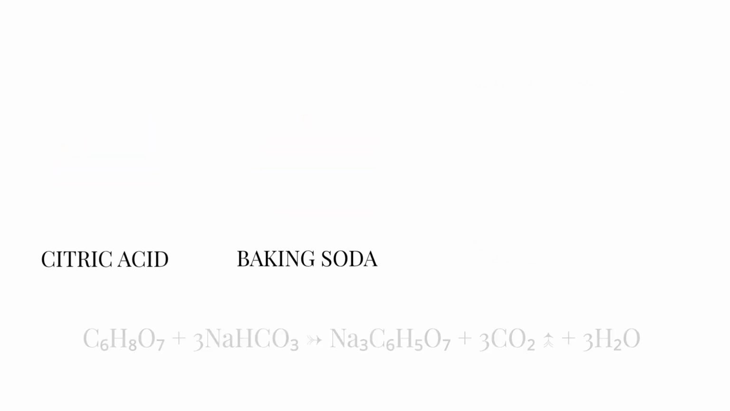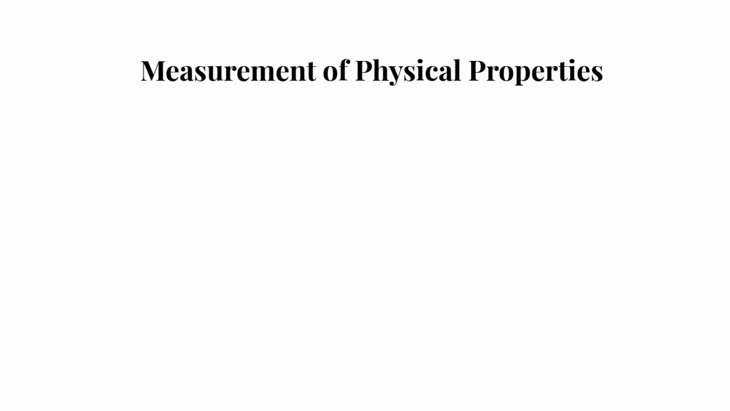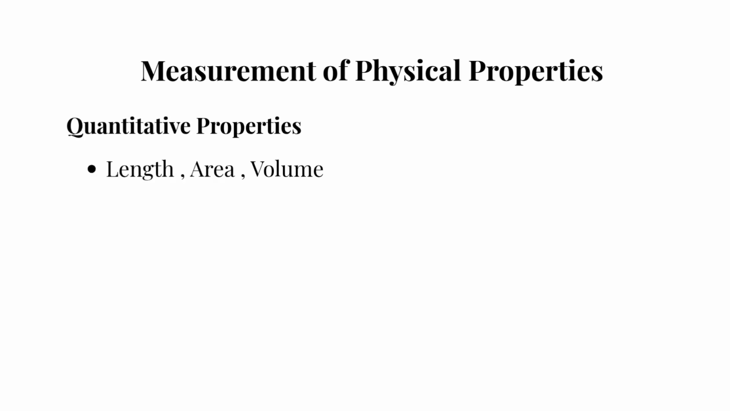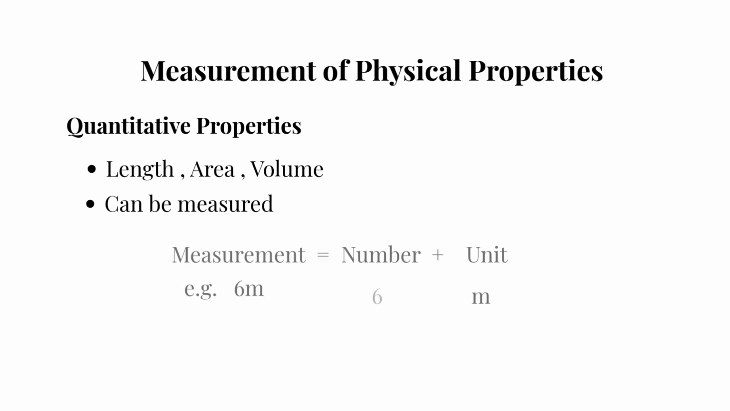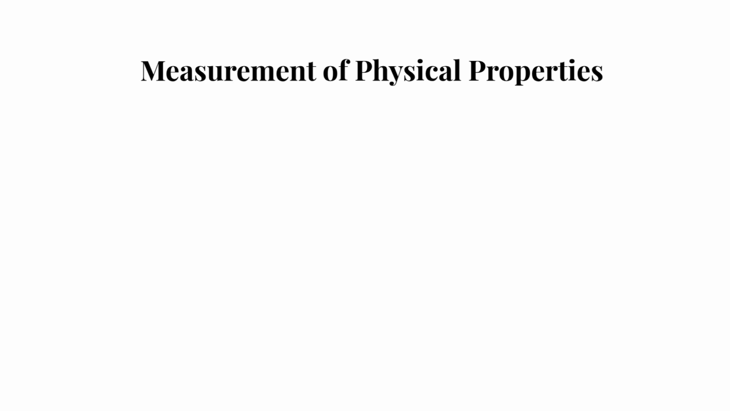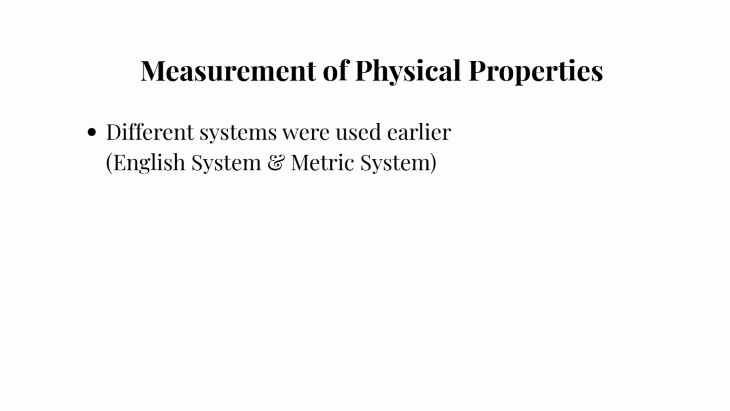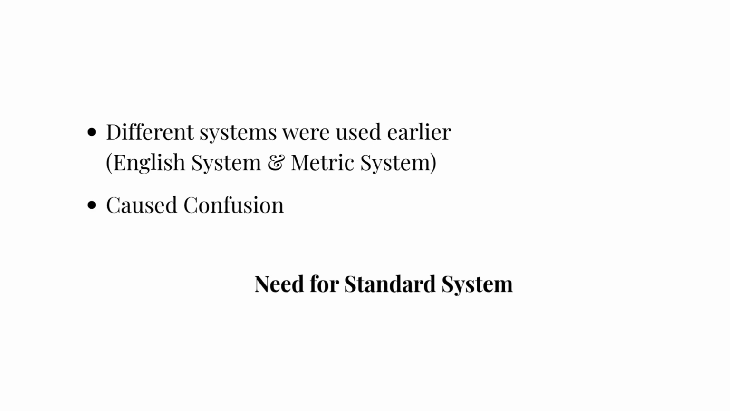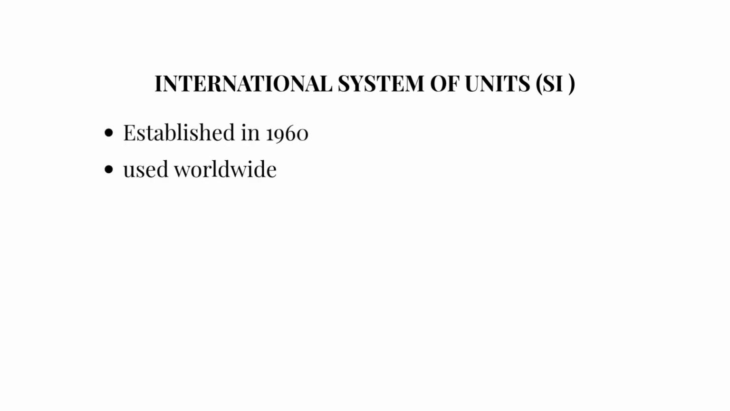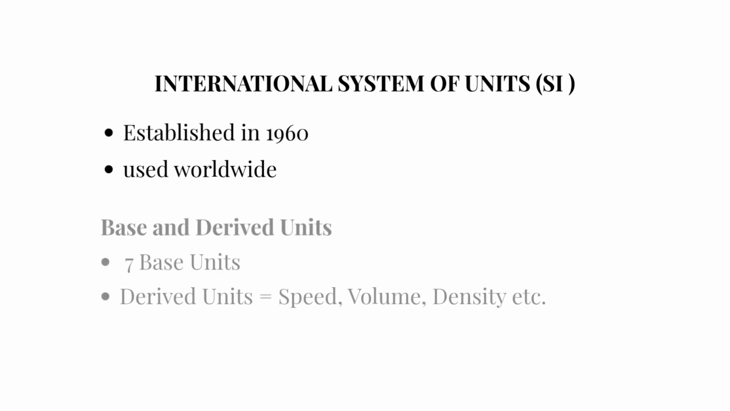Now that we have understood properties, let's see how we measure them. Properties like length, area, and volume are quantitative, which means they can be measured. Any measurement is written as a number followed by unit. But earlier, different systems of measurement were used in different parts of the world, which created confusion. So, a standard system was needed. This system is called the International System of Units or SI system. It was established in 1960. It includes base units and derived units.